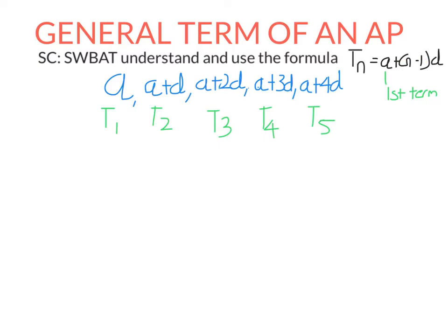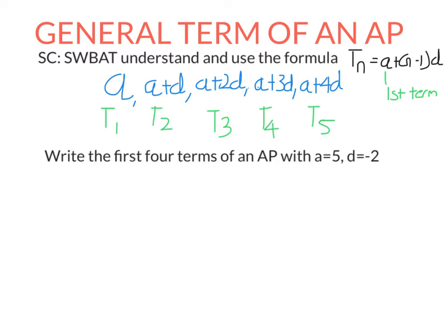So let's look now at using it. Let's start by writing the first four terms of an AP with a equal 5 and d equal minus 2. So a is the first term. The next term will be 5 plus minus 2, which is 3. Then 3 plus minus 2 is 1, and so on. They are the first four terms.